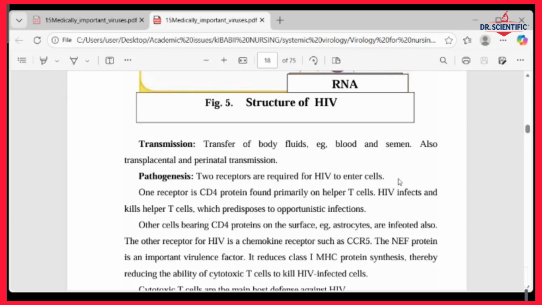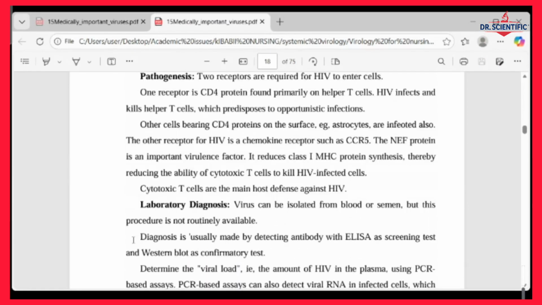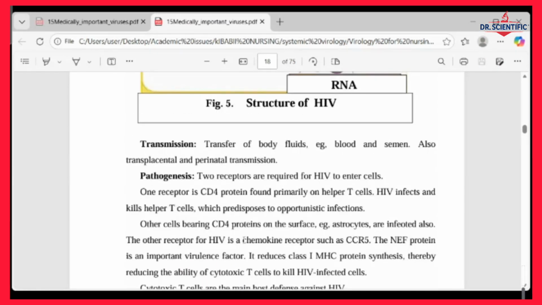Other cells bearing the CD4 protein on the surface, e.g., the astrocytes, are also infected. And then the other receptor for HIV is a chemokine receptor such as CCR5. This receptor, CD4, and the chemokine receptor CCR5, and we also have another one, CXCR4.